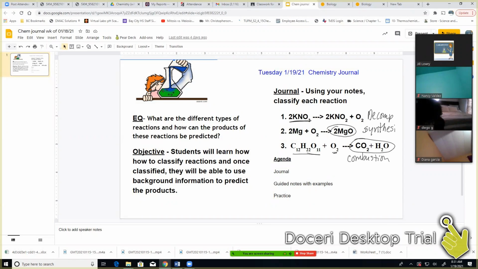All right, so we're going to go to our notes and pick up where we left off and talk just about synthesis reactions today, and then do some work with those.